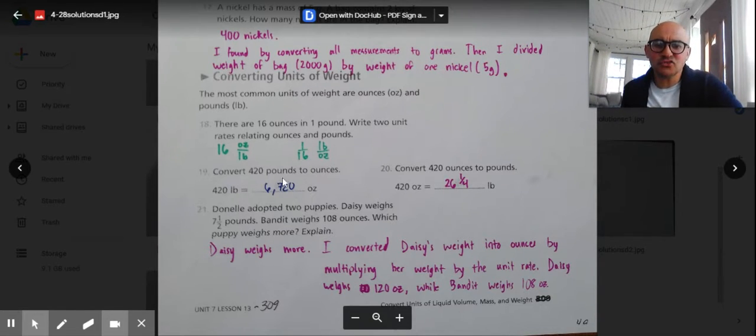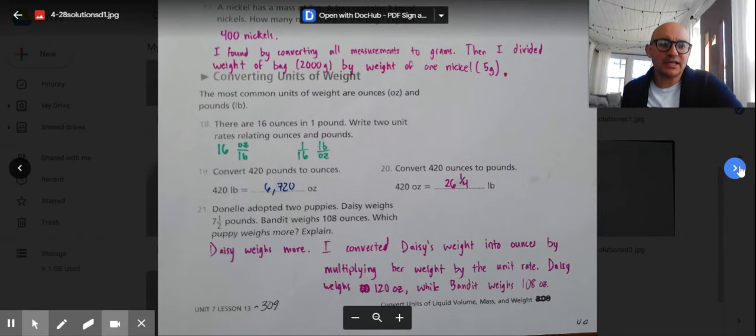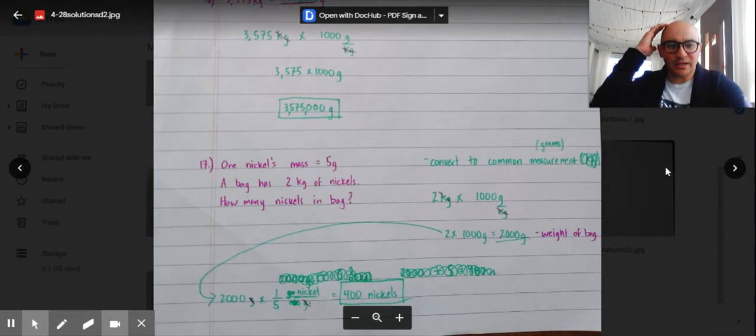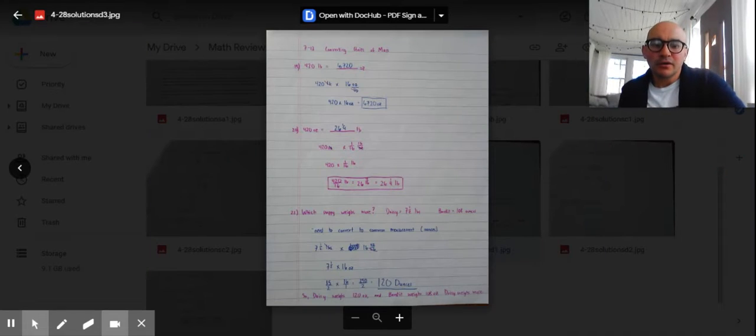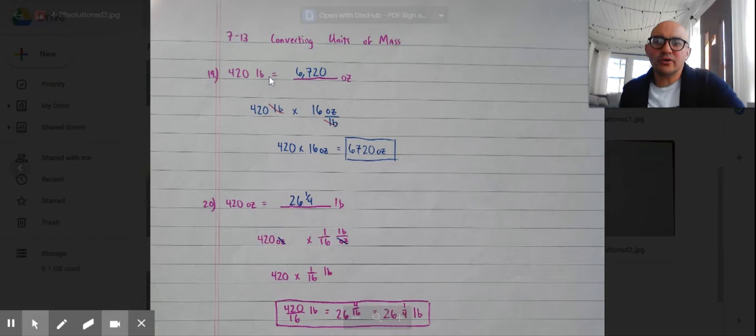Okay, and then 19 and 20, we're just converting pounds to ounces and then ounces to pounds. Let me show you my work on my paper. So 19 up top here, 420 pounds equals some number of ounces. Here we just multiply the measurement by the unit rate. We want to select the unit rate with ounces on top because that's our goal, is to find ounces. And so we multiply 420 pounds times 16 ounces per pound.